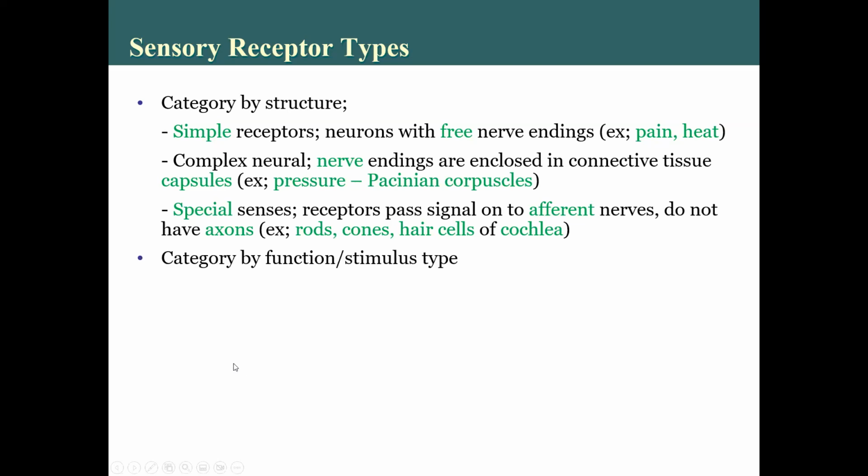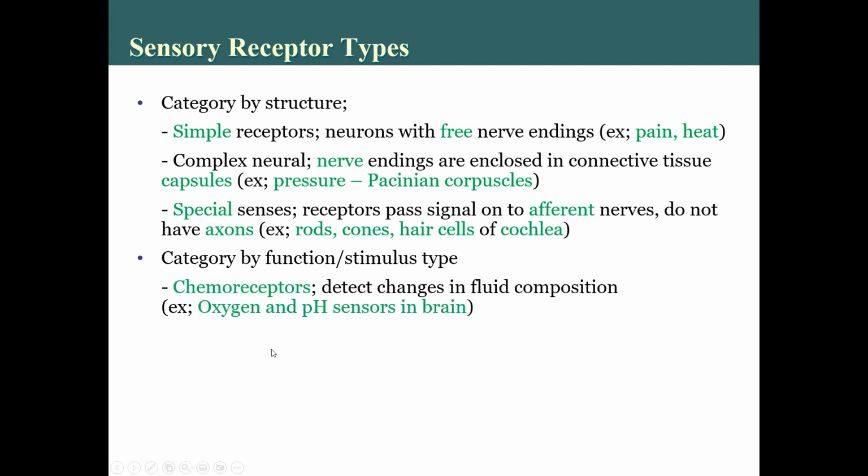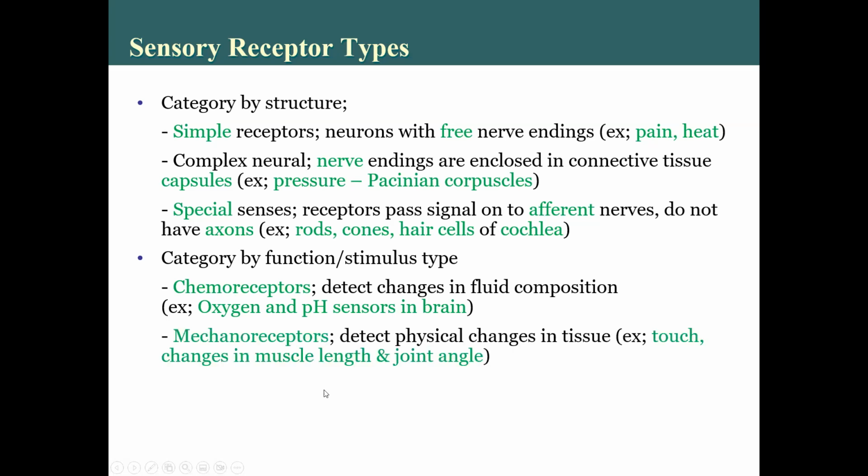So another category can be by the function or stimulus type. So one type of receptor would be chemoreceptors, and that is they sense chemicals. An example of that is an oxygen and pH sensor in the brain. Another example would be smell and taste. Those are all receptors that pick up chemicals, either in your blood or in your saliva or in the air.